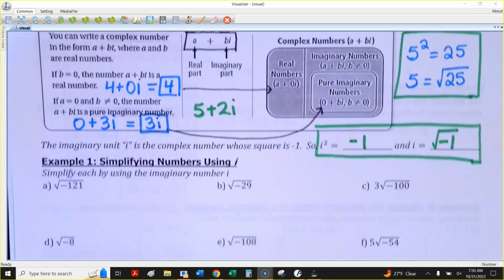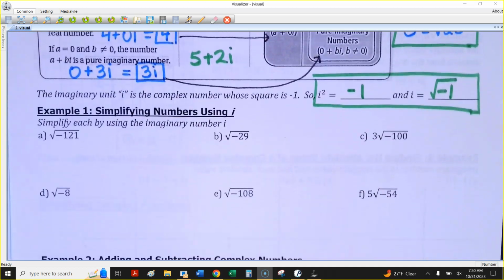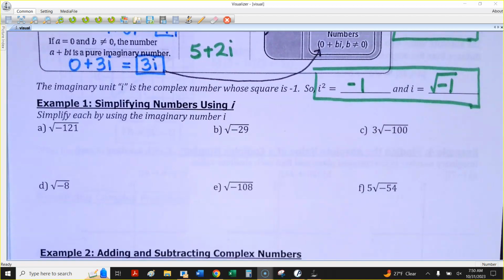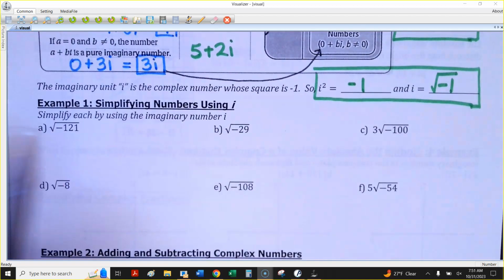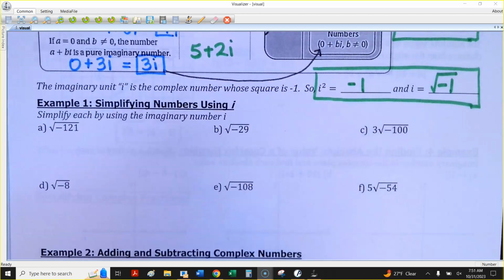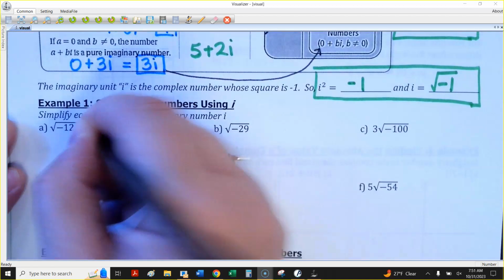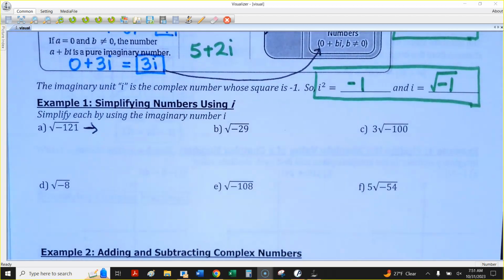Okay, so here's how I want you to think about this. We're just going to break down some radicals like we did yesterday. All right, does anybody know the square root of 121? 11, right? Okay, it's a perfect square. Well, this guy's a perfect square in imaginary land. It just has a little negative in front of this.